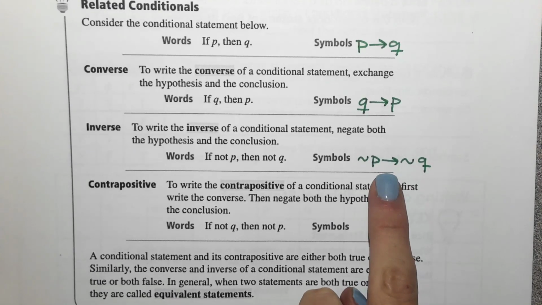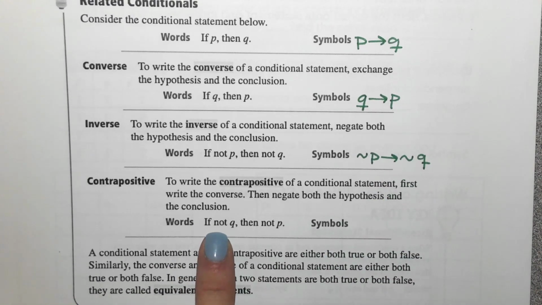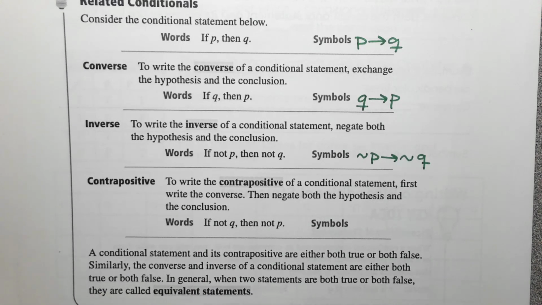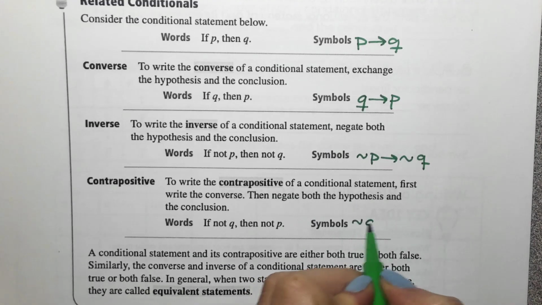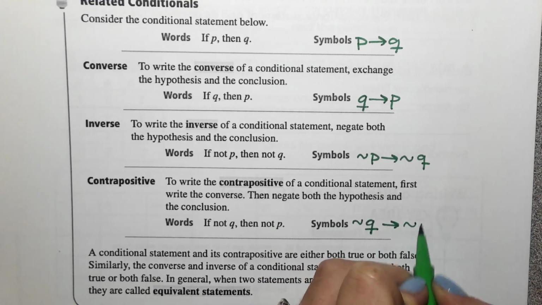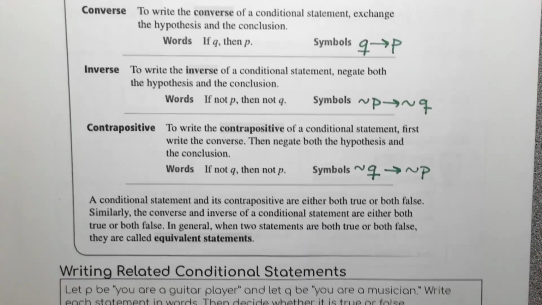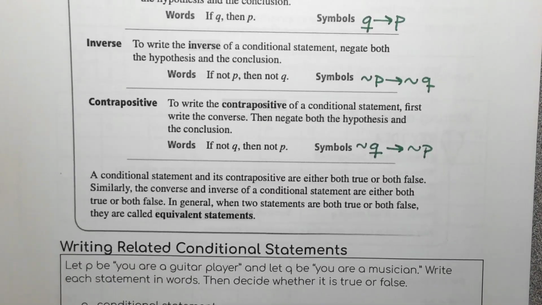And then my favorite is the contrapositive. We put all of them together. So first we get the converse, and then we make it the inverse of that. So we're saying if not Q, then not P. So we're switching P and Q, and we're making them both not. So that would look like squiggle Q, arrow squiggle P. If not Q, then not P.